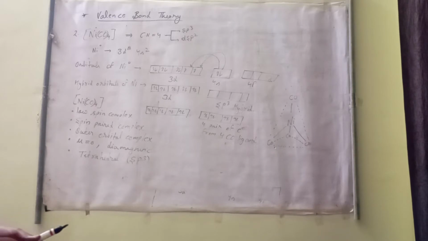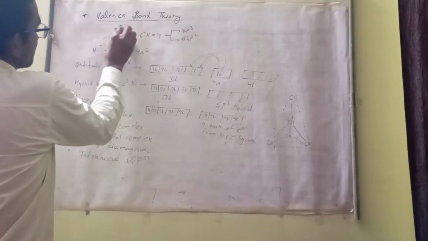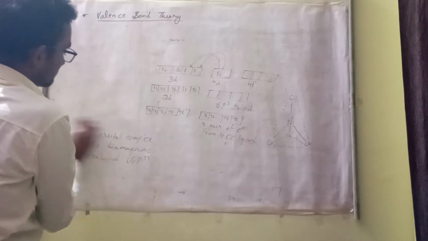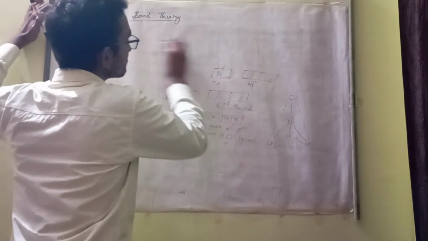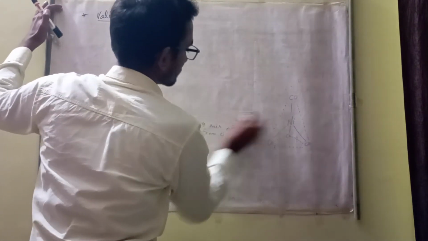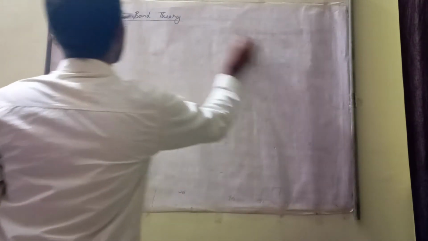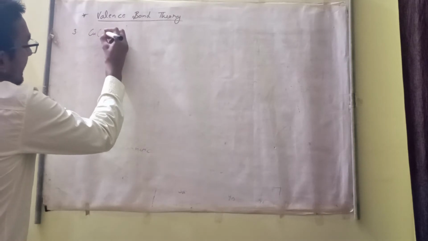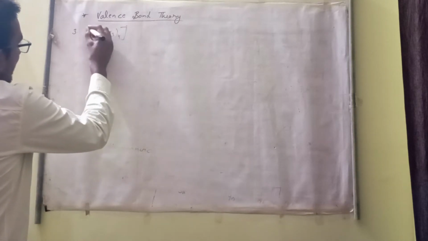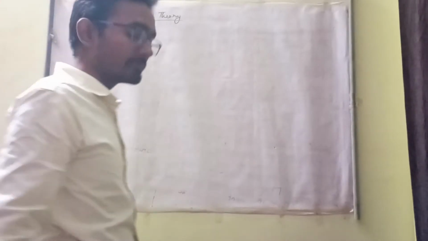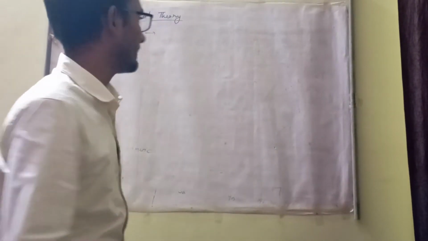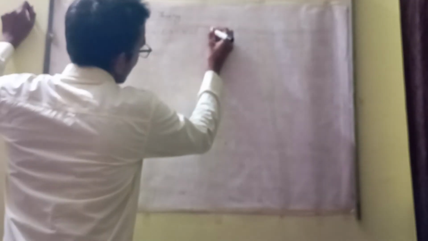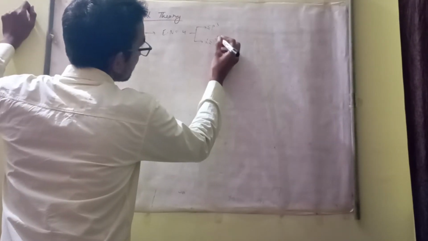Let us take another example, example number 3: [Cu(NH3)4]2+. As the coordination number is 4, it is either sp3 hybridized or dsp2 hybridized.